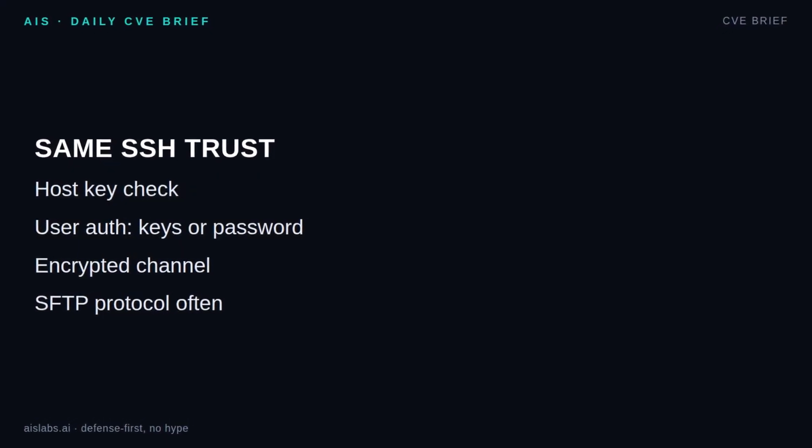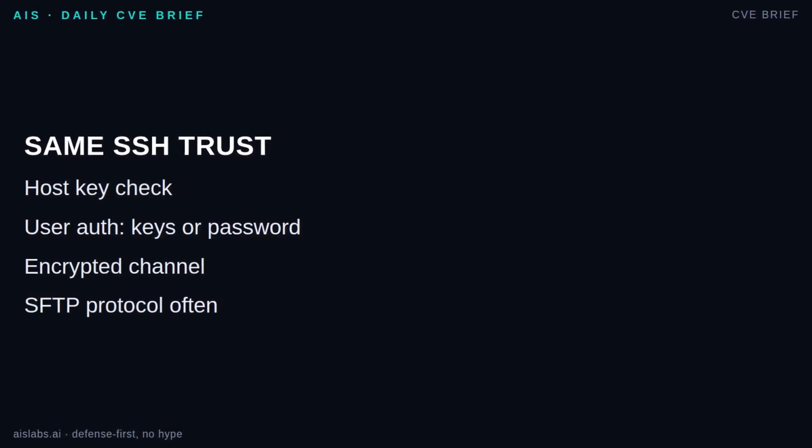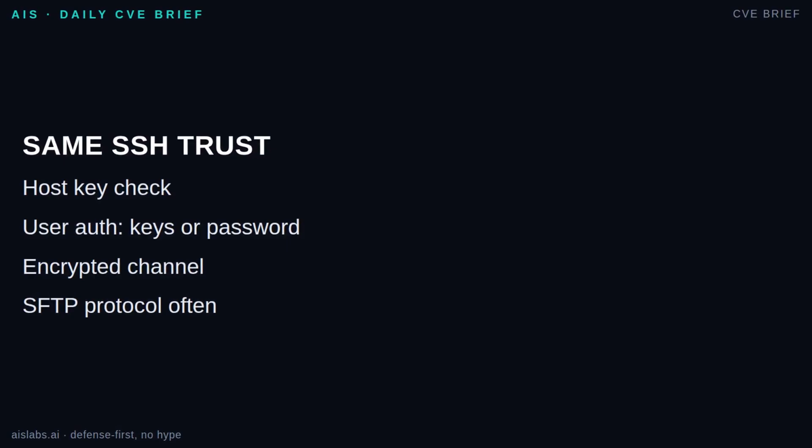Mechanically, your client opens an SSH connection to the remote host. First comes the host key check, the same protection you saw when you first used SSH. Then user authentication happens, usually with your private key, or with a password if the server allows that. After that, file data moves inside the encrypted SSH channel.